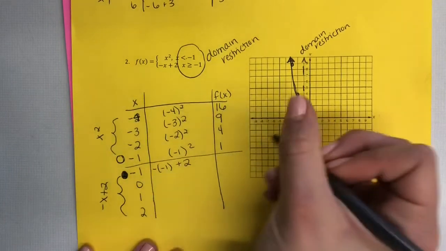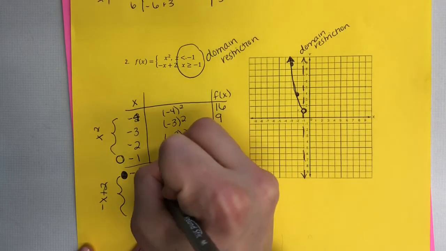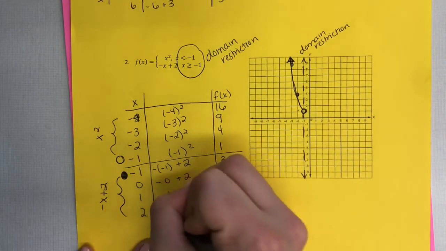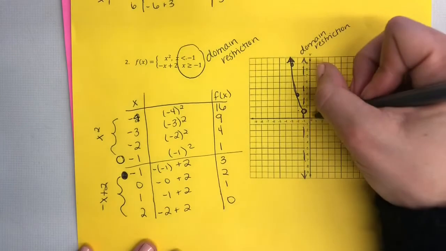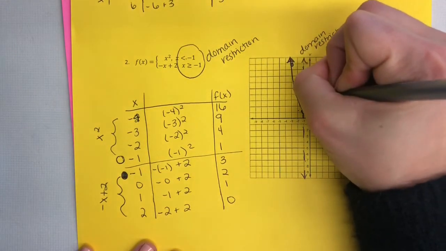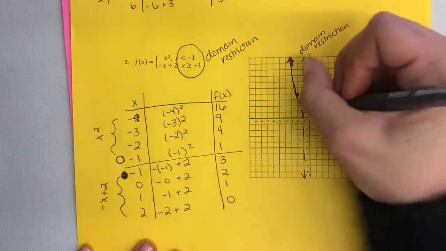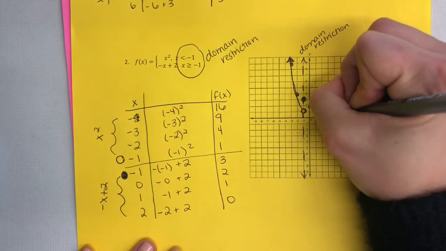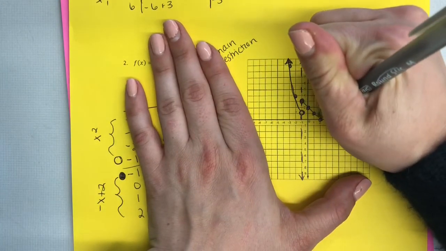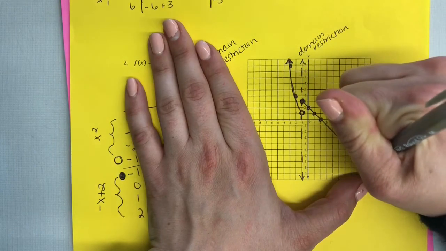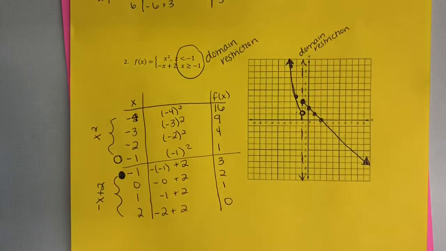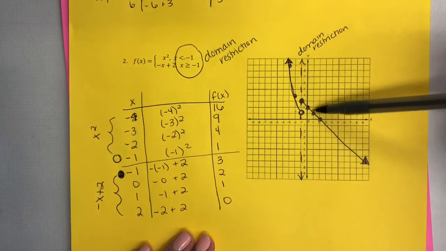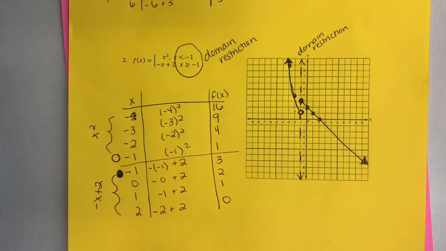Negative -1 plus 2 is 3. Negative 0 plus 2 is 2. So I can quickly do -1, 3. This is my closed circle because it's the real one. 0, 2, 1, 1, 2, 0. And this, because it's greater than, is going to continue down and to the right. Okay. And we see the same thing. It changes at the domain restriction. One side goes to the left, one side goes to the right, and that is my piecewise function.